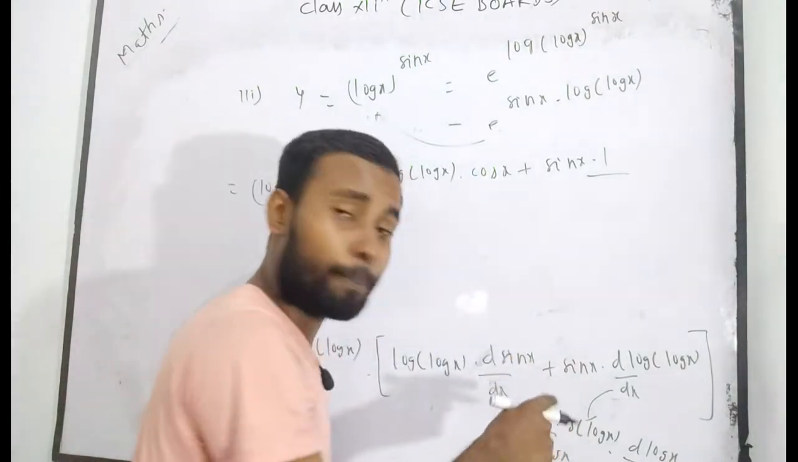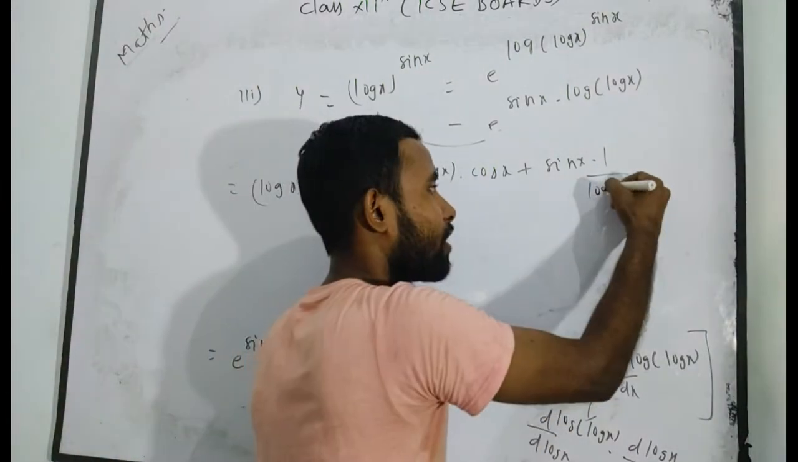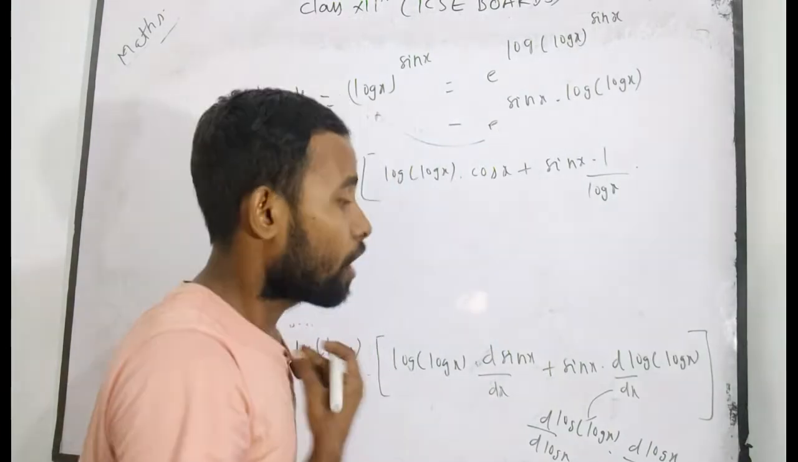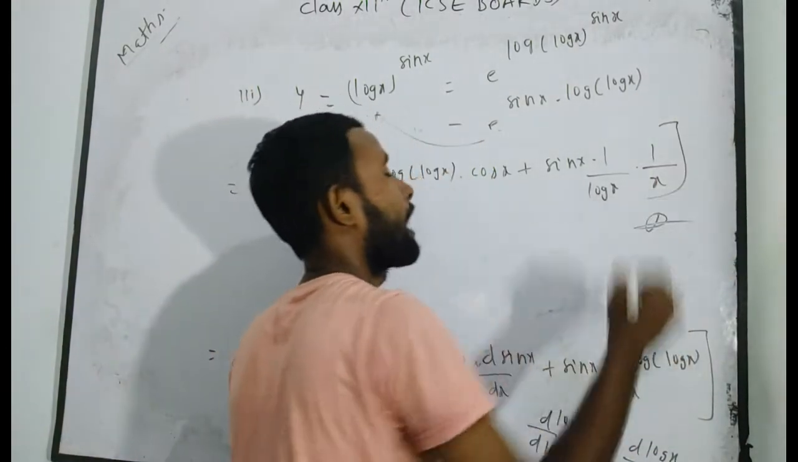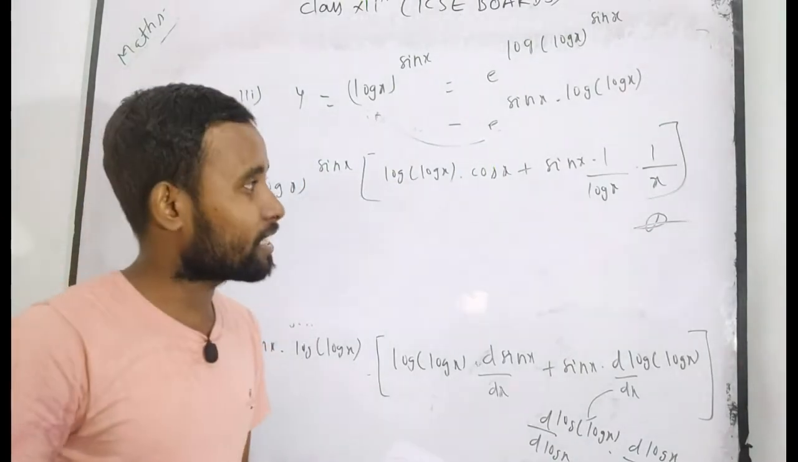What is p? p is log x, so you can write 1 upon p. Now, the derivative of log x with respect to x will be 1 upon x. So this is your actual answer of this question. I think you understand again very well.